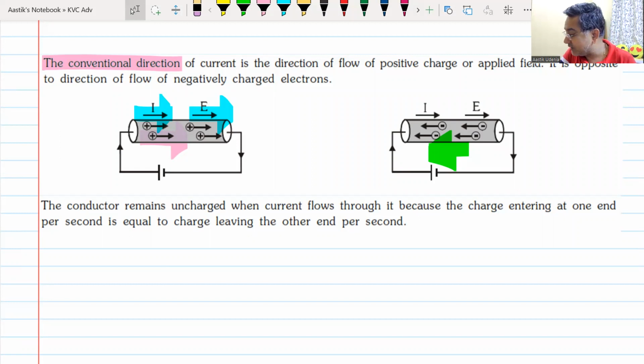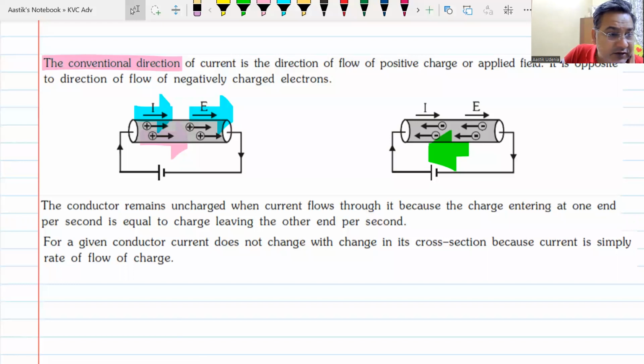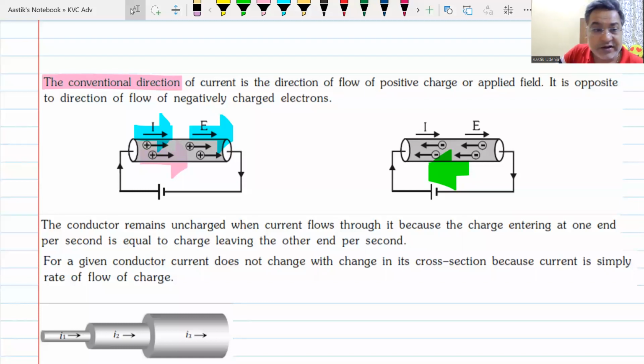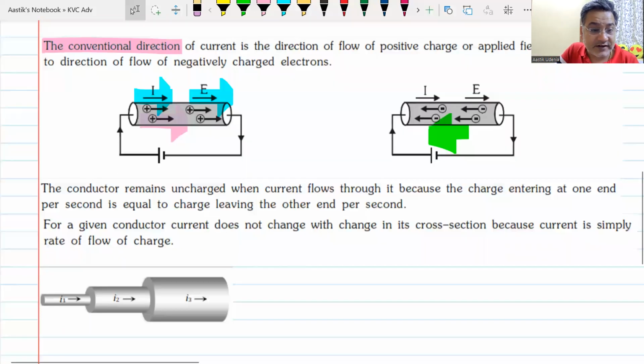For a given conductor, the current will remain the same even if the area of the cross section of the conductor changes. So if you have a conductor which has a different area of cross section at different points, just like the diagram that I have shown, the current would remain the same. Do we understand this? Yes.